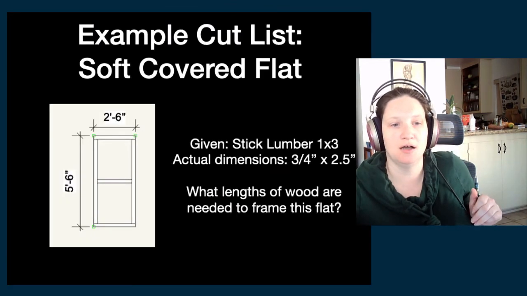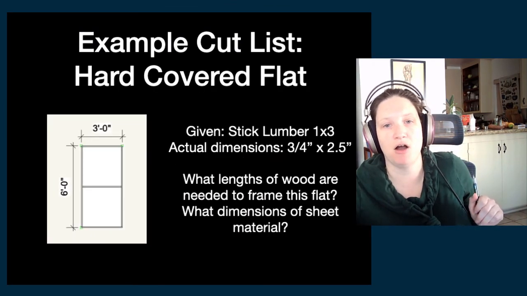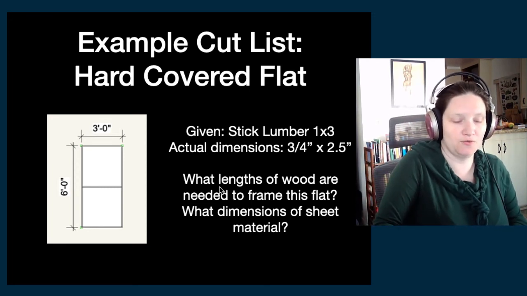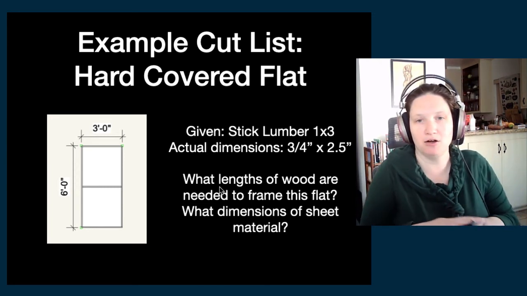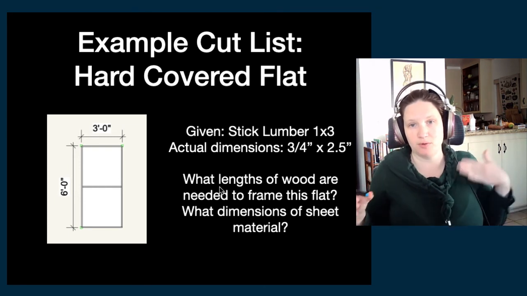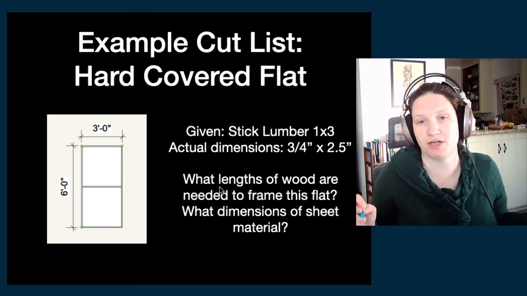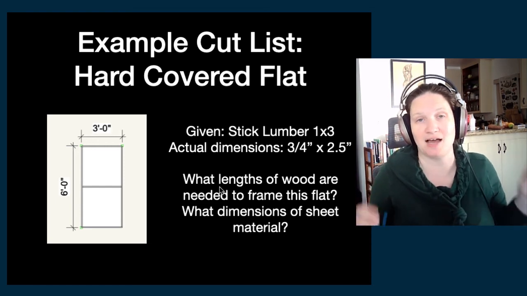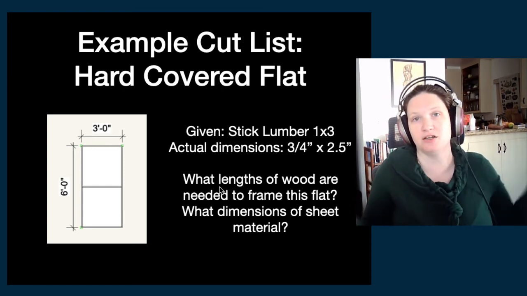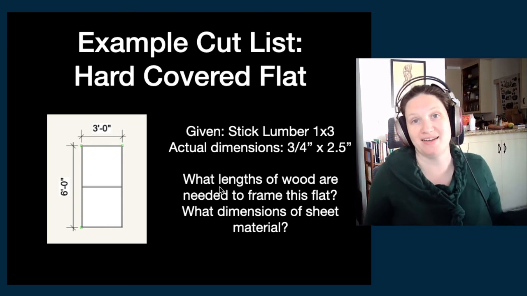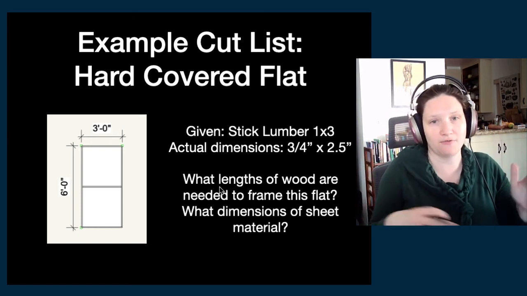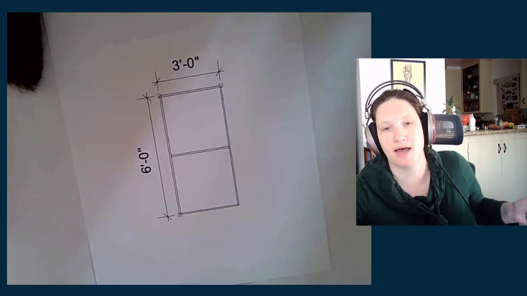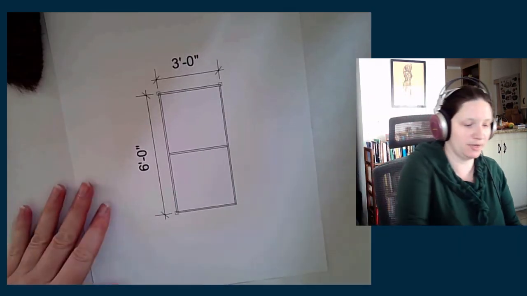So now let's do the hard covered flat example, right? For this one, our stick lumber is again 1x3 with actual dimensions of 3/4 inch by 2.5 inches. And because it's a hard covered flat, we also need a cover for it. So we need a piece of Luan that is the right dimensions to cover the face of the flat, okay? So let's look at the math on this guy. All right, so we have a hard covered flat.